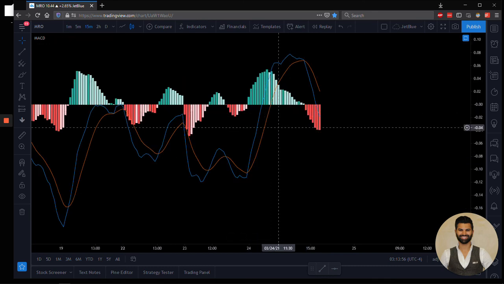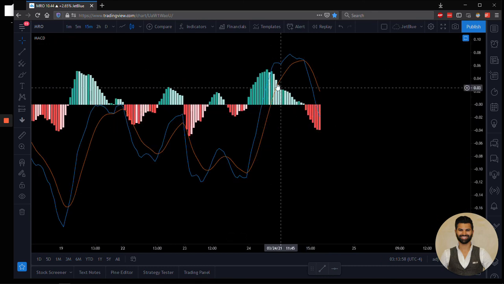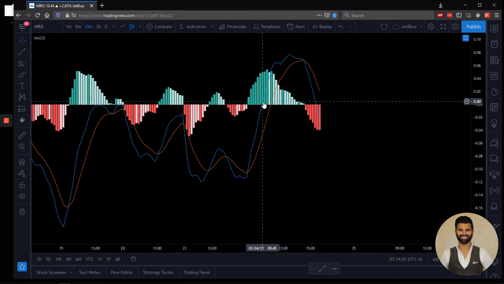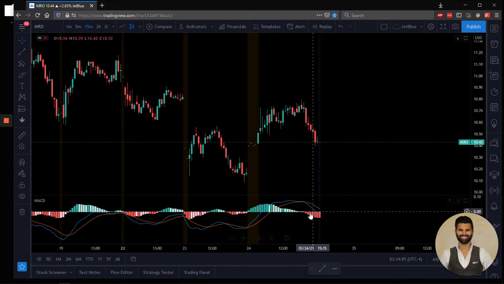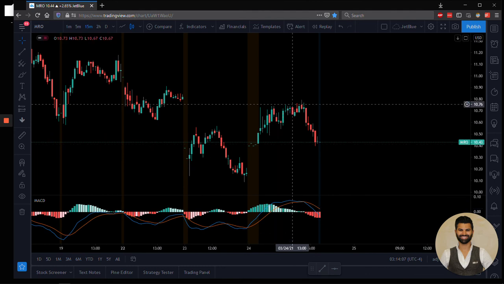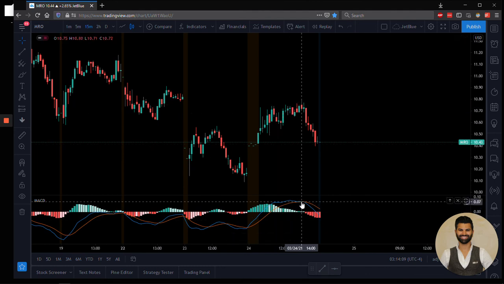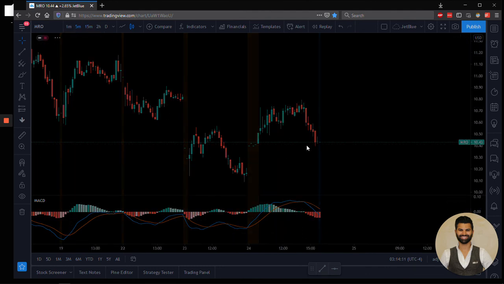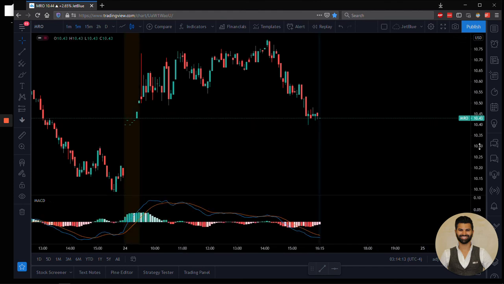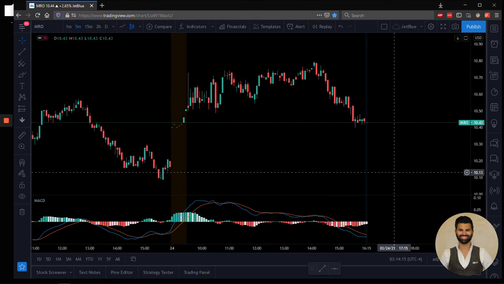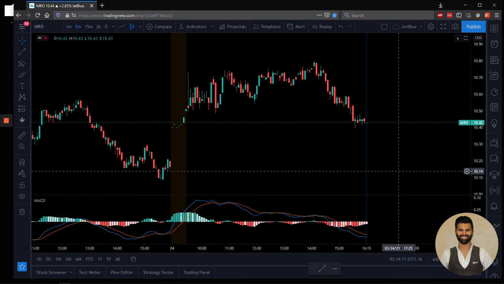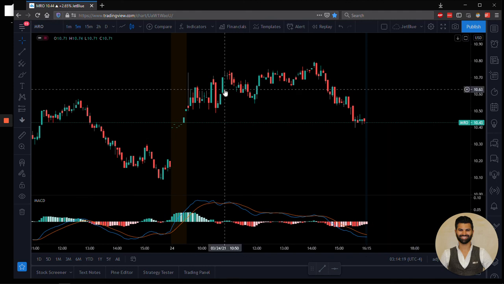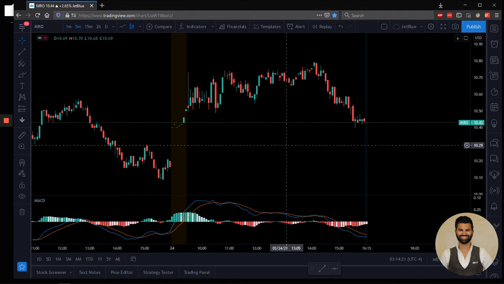Let's click it. You could have got in right here. Look at this nice one. You saw that the buyers were in control above the 0-point histogram. You could have ridden that wave, and then to the downside you slowly go down the line. We only trade in the 1 minute and 5 minute, but it's good to look at the daily, hourly, and 15-minute to get a good understanding of where the trend is going, where the momentum is going.